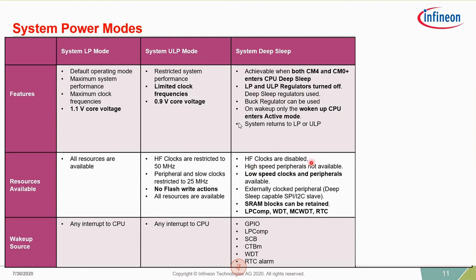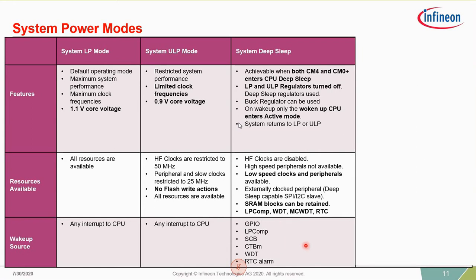Here the HF clocks are disabled, and as a result high-speed peripherals are not available. Low-speed clocks and peripherals are still available for use, and externally clocked peripherals like the deep sleep capable SCBs can still be used. SRAM blocks are in retention mode, and other resources like LPCOMP, WDT, MCWDT, RTC, etc. can still be used. The wake-up sources can be interrupts from any of these resources.